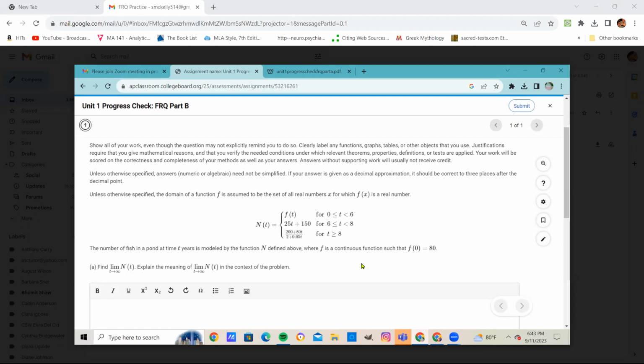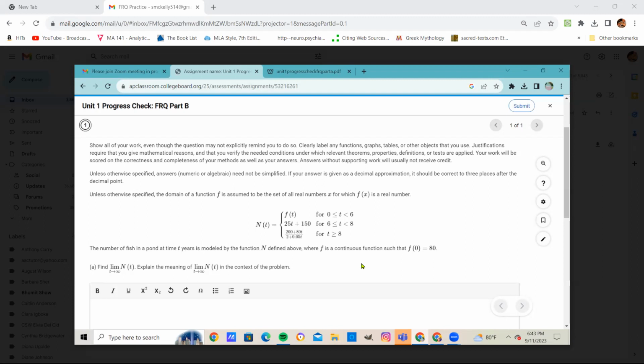Basically what we're saying here is that as the number of years gets larger and larger, we want to find the limit as t goes to infinity of n of t, which represents the number of fish in the pond.